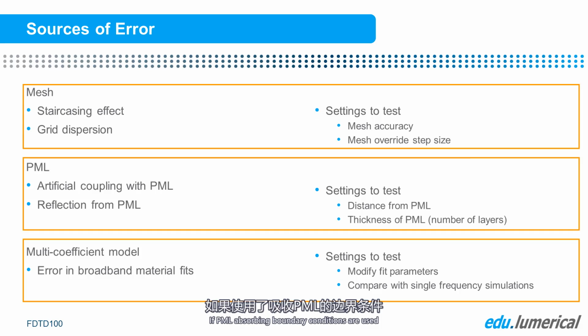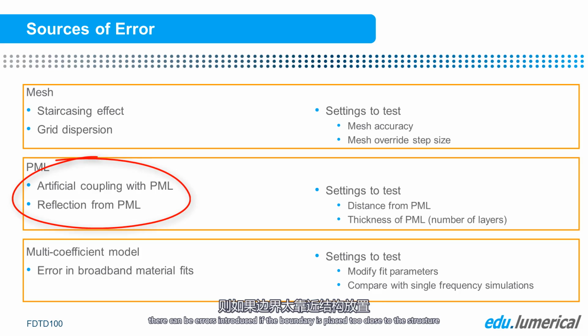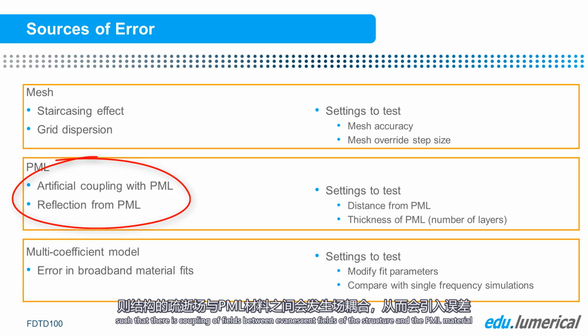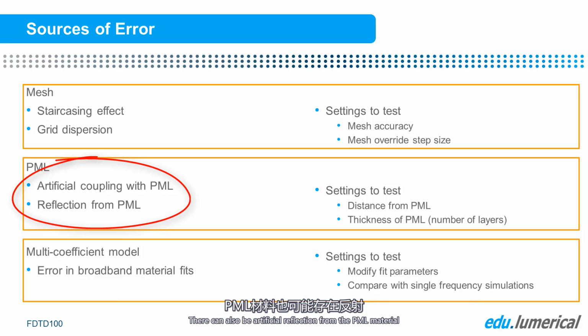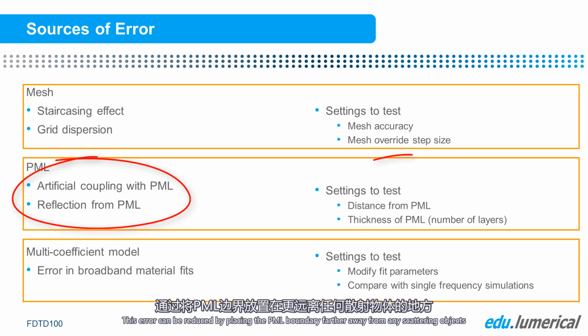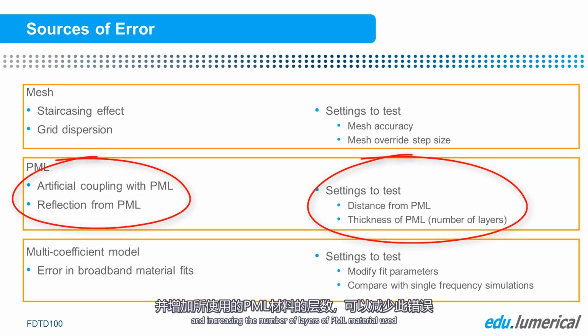If PML absorbing boundary conditions are used, there can be errors introduced if the boundary is placed too close to the structure, such that there is coupling of fields between evanescent fields of the structure and the PML material. There can also be artificial reflection from the PML material, and this error can be reduced by placing the PML boundary farther away from any scattering objects and increasing the number of layers of PML material used.